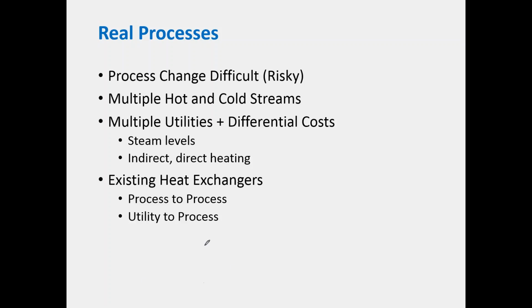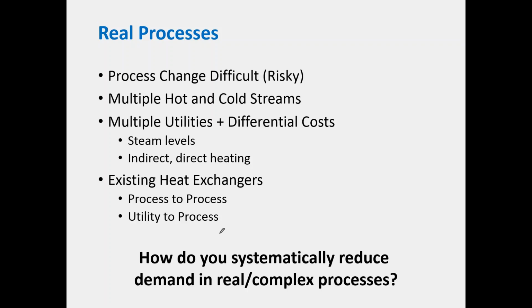And then the other thing you need to consider is that you have existing heat exchangers in place. So you have both process-to-process exchangers that are recovering heat, and then you also have utility-to-process or utility heat exchangers which are supplying utilities to the process. So the question is, how do you go about systematically looking at demand reduction in a real life process?